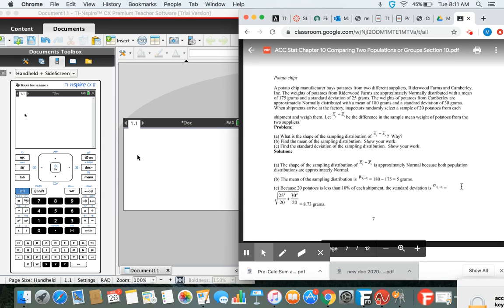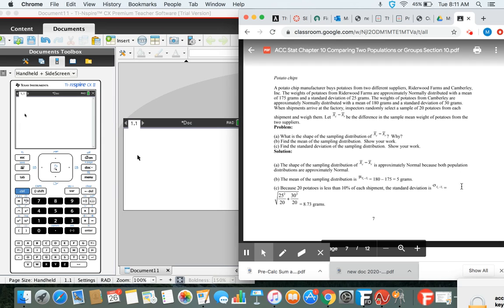And we're told here that this potato chip manufacturer buys potatoes from two different suppliers, Riderwood Farms and Camberley. The weights are approximately normally distributed. We're given a mean, we're given a standard deviation, and we're given the same information about the weights of potatoes from the Camberley farm. It says when shipments arrive, inspectors randomly select a random sample of 20 potatoes from each shipment. It's X bar now. We're not working with P anymore because it's a mean. It's X bar. Be the difference in the sample mean weight of potatoes from the two suppliers.